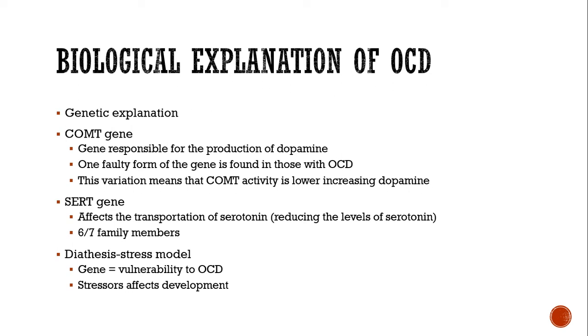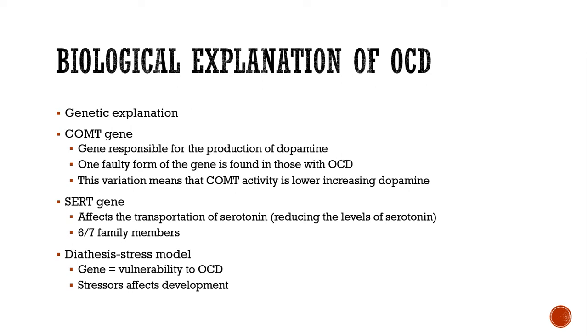So the genetic explanation focuses on faulty genes that we have, and two of the faulty genes, one is the COMT gene and one is the SERT gene, and ideally you want to know them in full, but it's not essential. Other things are far more important.